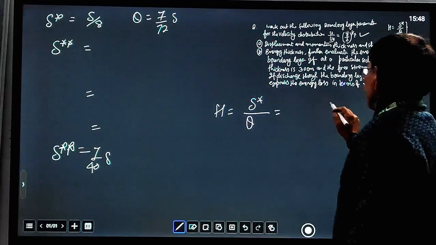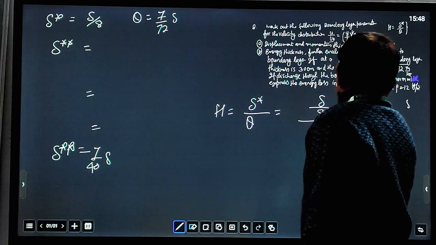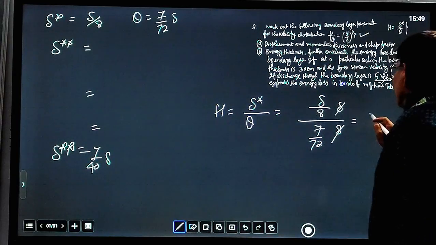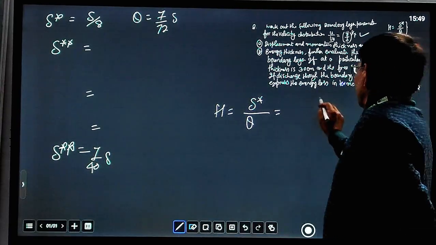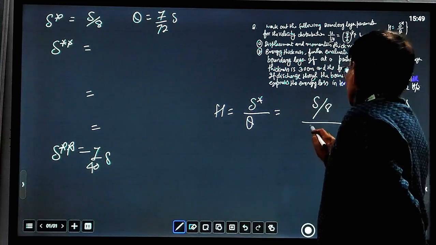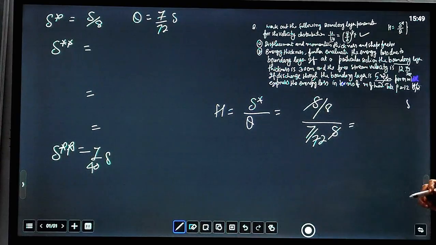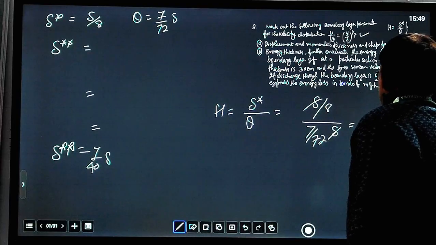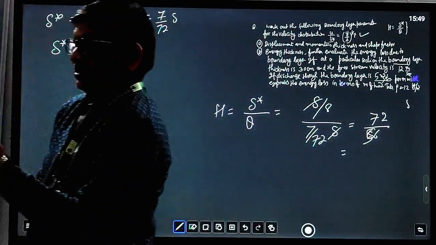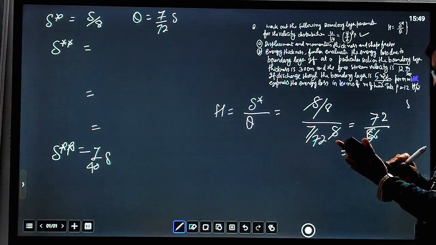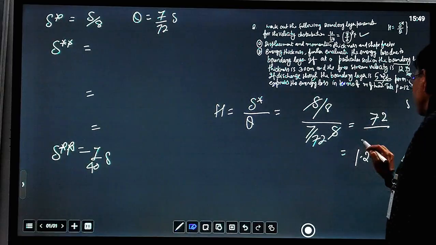The displacement thickness we have is del by 8, upon the momentum thickness 7 by 72 del. So del will be replaced. That will be equal to 72 by 56. Let's calculate it: 72 by 56 is equal to 1.28.